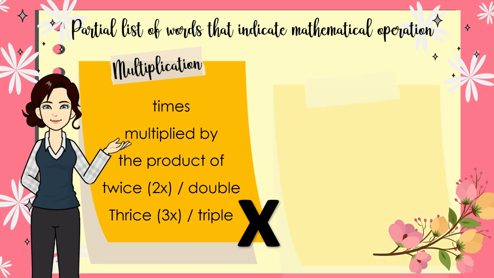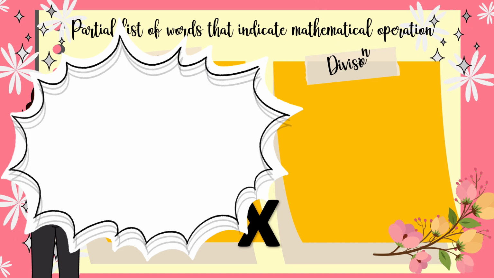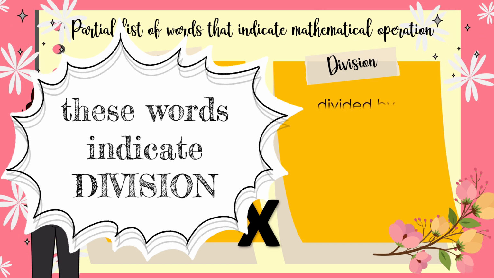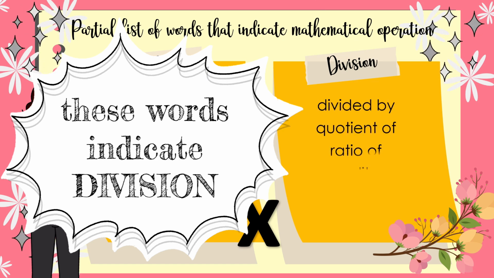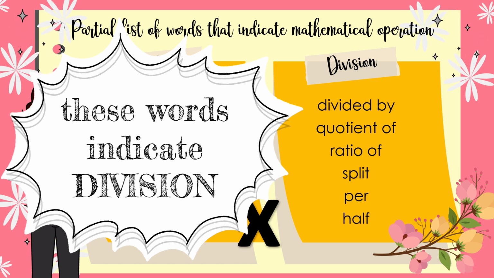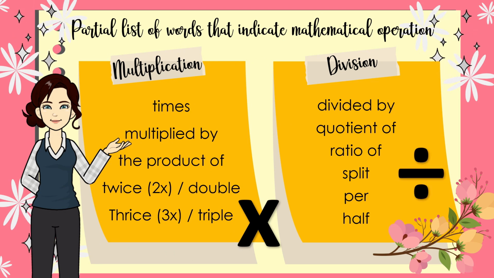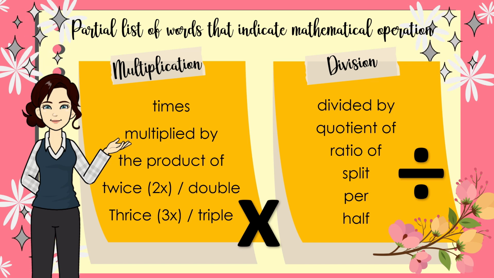So, multiplication yan. And ito naman yung mga words na nag-i-imply ng division. Pag nakita natin sila, automatic, ang ating magiging process ay division. We have divided by, quotient of, ratio of, split, per, and half. Now, yan lang yung mga common words na nag-i-indicate ng multiplication and division.